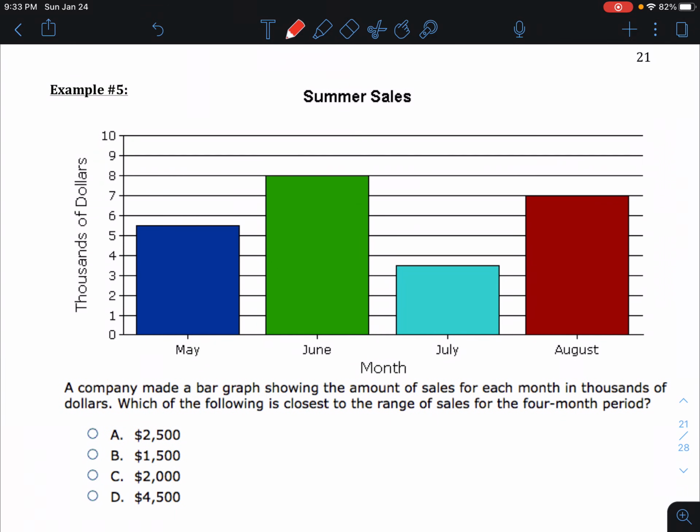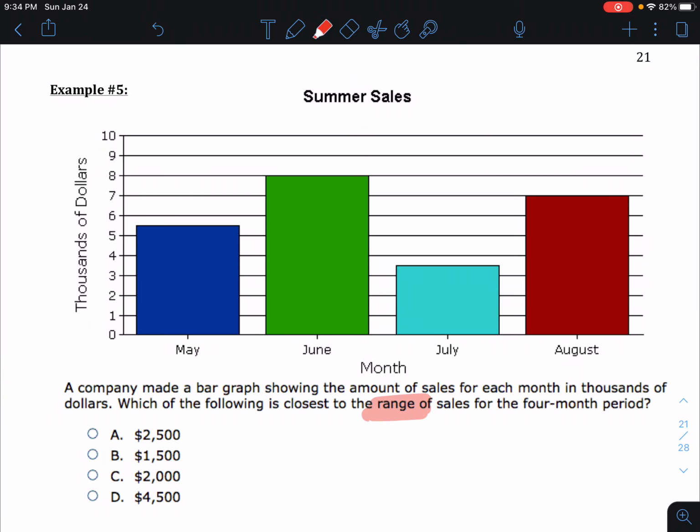Okay, moving down, example 5, summer sales. So you can see in thousands of dollars going up the y-axis for 4 months here. A company made a bar graph showing the amount of sales for each month in thousands of dollars. Which of the following is closest to the range of sales for the 4-month period? All right, so we do have a multiple choice. So how would we do this? Well, it's actually easier than it sounds. It's just talking about range. So let's focus in on that word, range.